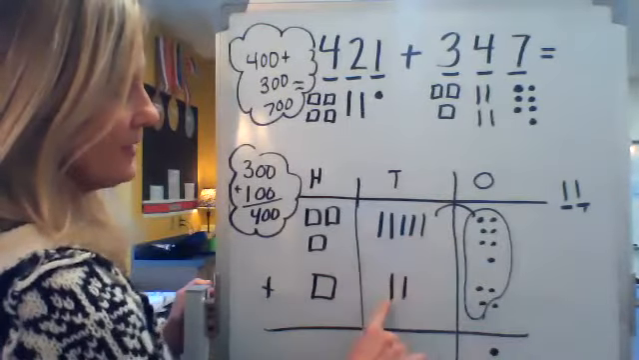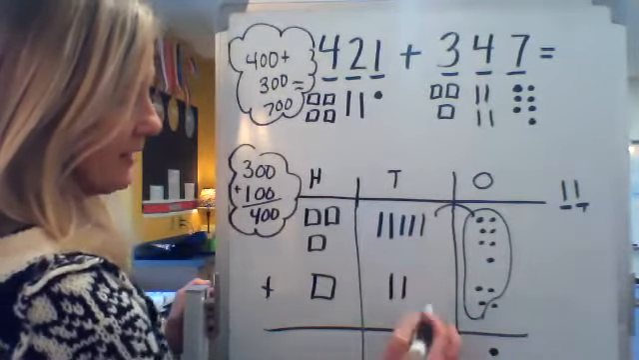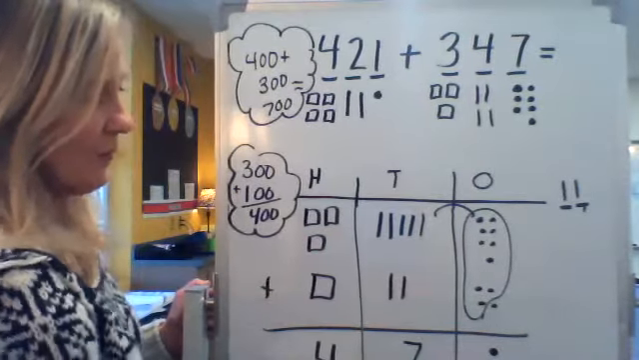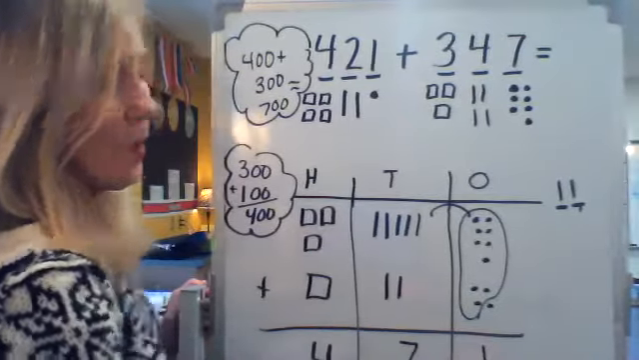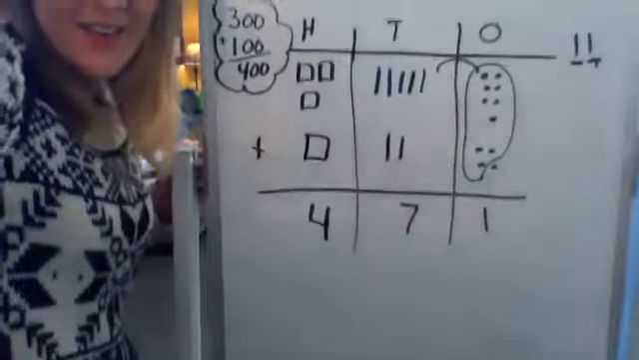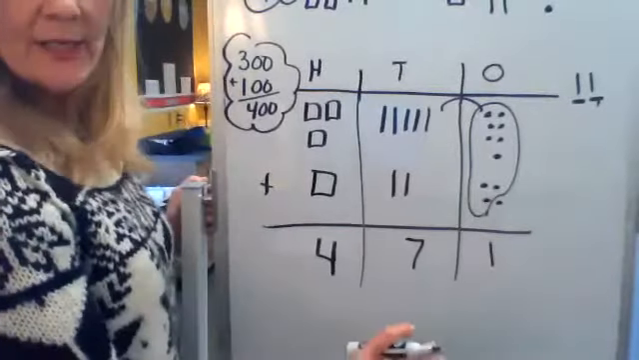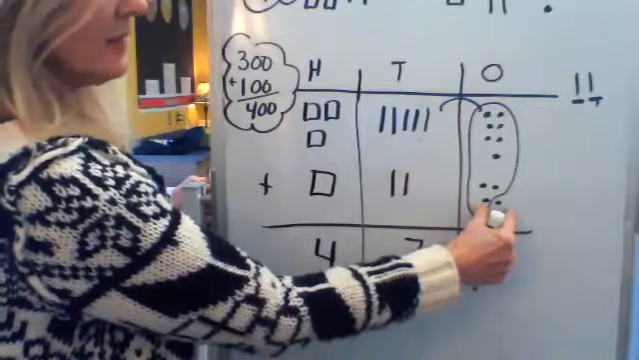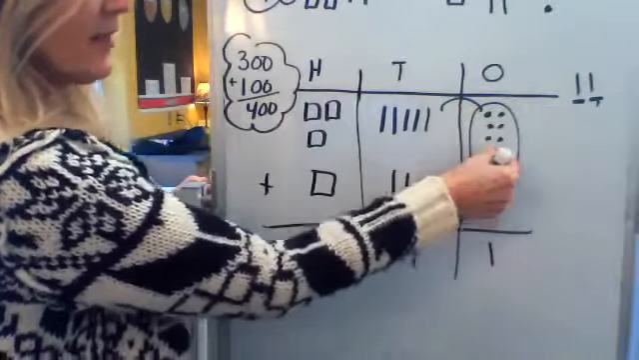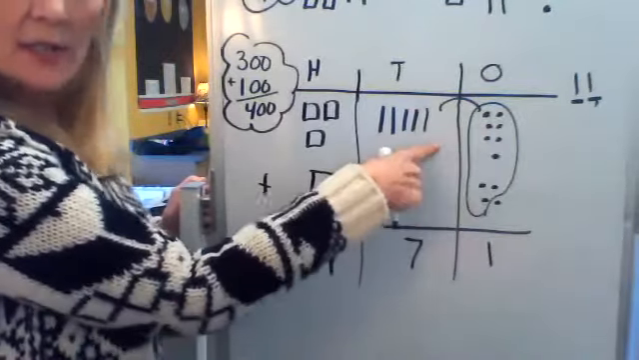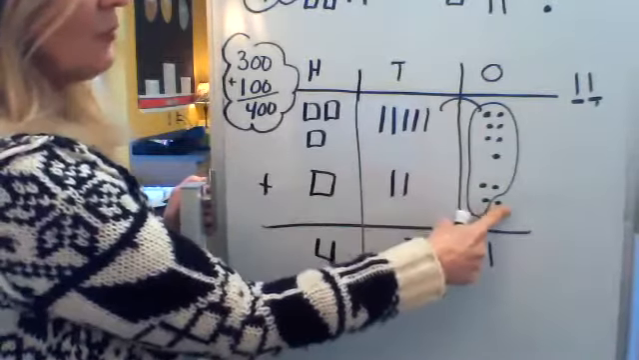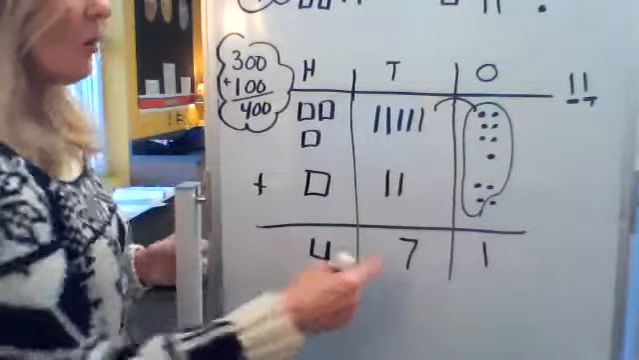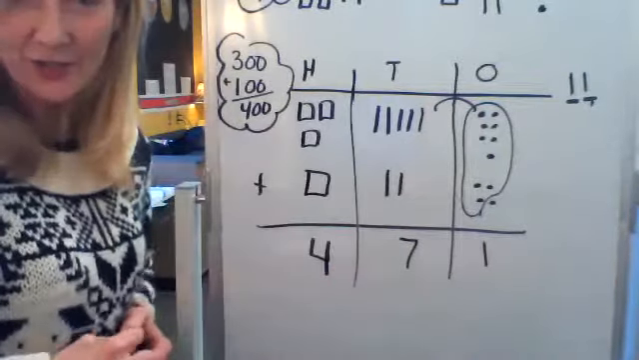1, 2, 3, 4, 5, 6, 7 tens, that's 70. And 1, 2, 3, 4, 400s. 471. So what we did when we had a number that added up to more than 10 ones, we bundled the 10 together and transferred it to the tens column where it belongs. And we kept the 1 in the ones place. So when we added, we had the correct number of ones, tens, and hundreds.